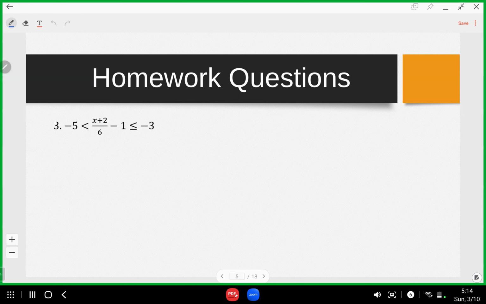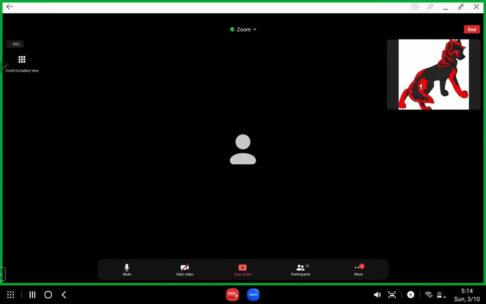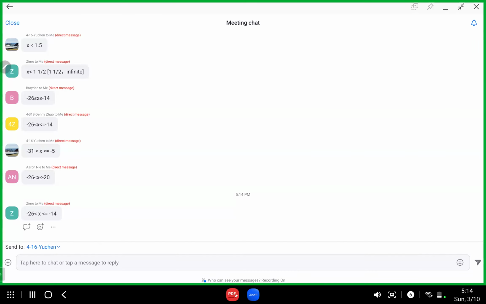All right, let's go over this one. So let's see here. -5 is less than whatever this is, less than or equal to -3. So it is going to be a compound inequality. Let's see how you guys did on that. Okay, so we have some different answers here. I think most of you got x is in between -26 and -14.